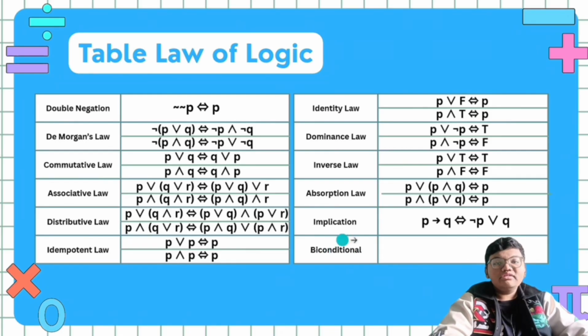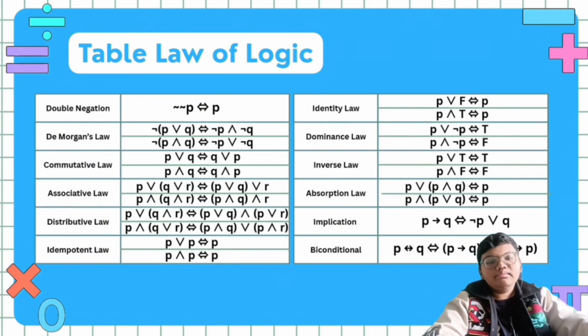Lastly, we have the biconditional law. Biconditional means P if and only if Q, where both statements must imply each other.